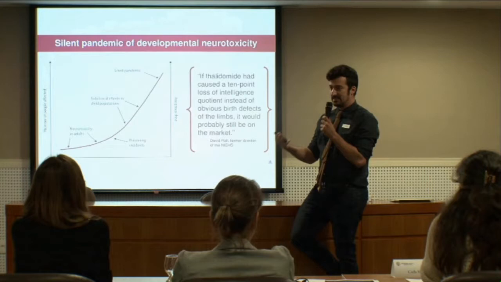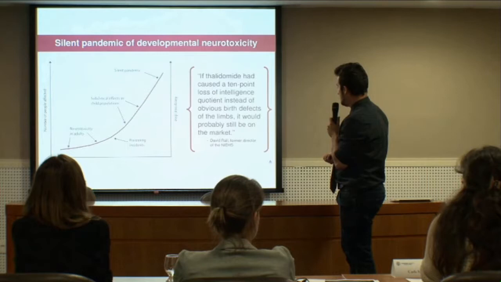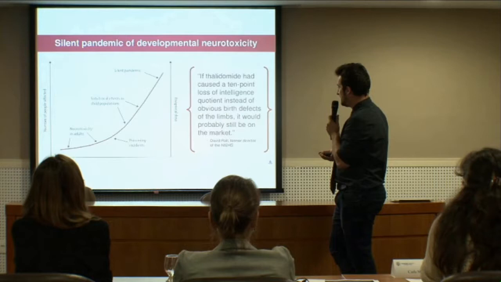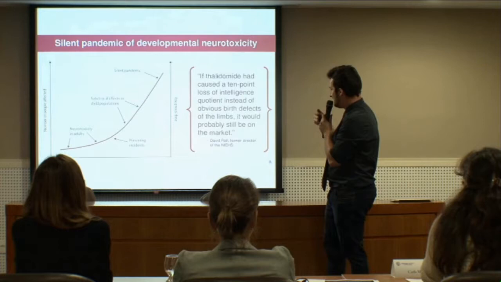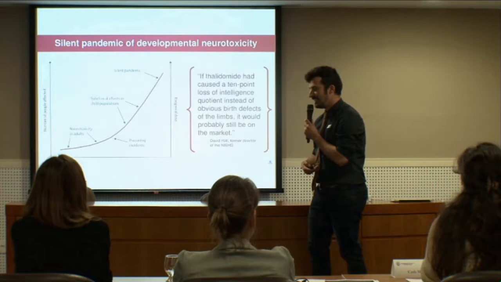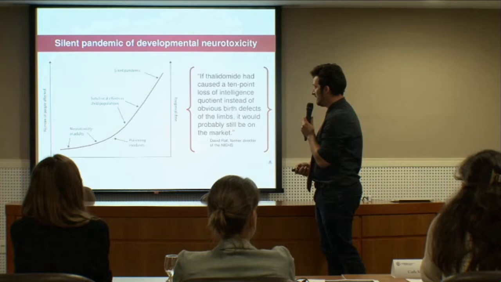David Rall, the former director of the NIEHS, says that if thalidomide had caused a 10-point loss of intelligence quotient instead of obvious birth defects, it means that if you had seen only a small reduction of IQ, you would never have detected that there was a developmental neurotoxicity. We only detected it because there were defects in the limbs. So there's a big concern that many chemicals we are exposed to right now are affecting the development of the brains of our kids.